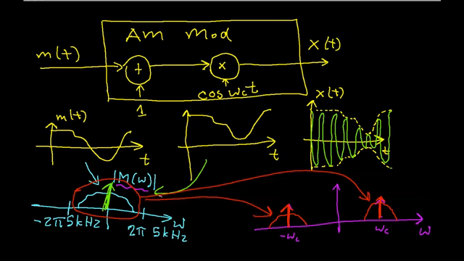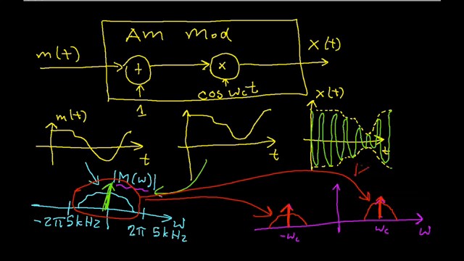This property that multiplying by cosine omega_c t in the time domain creates 2 copies of my signal in the frequency domain, and they're both shifted out to omega_c and minus omega_c, is called the modulation property of the Fourier transform, and it gets used in almost every communication system on the planet.